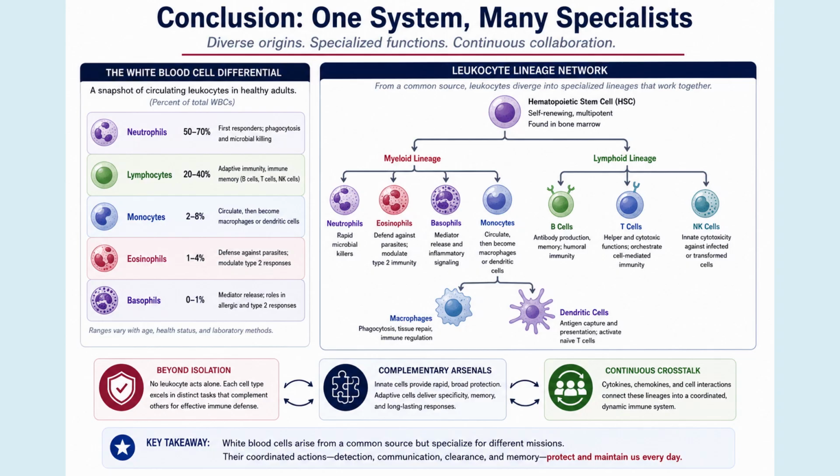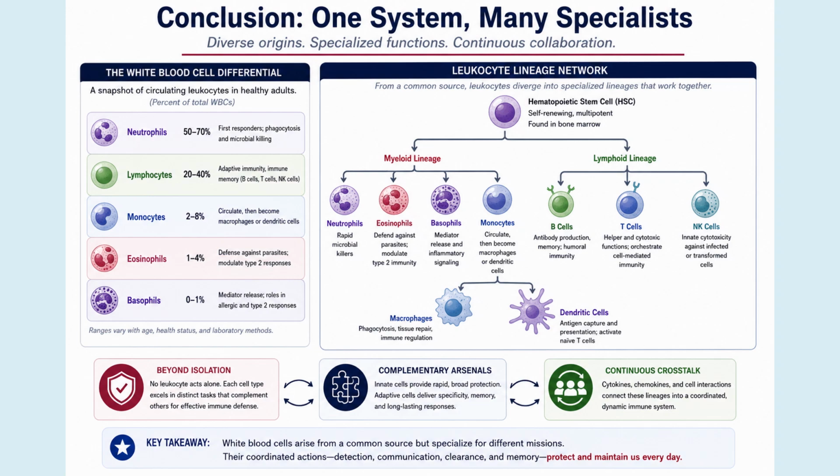None of these responses belongs to just one leukocyte, and that's the important part. The immune system combines different cells, receptors, signals, and effector mechanisms according to the type of challenge it encounters. So the 3 patients didn't simply need more white blood cells. They needed the right immune cells performing the right functions at the right time.